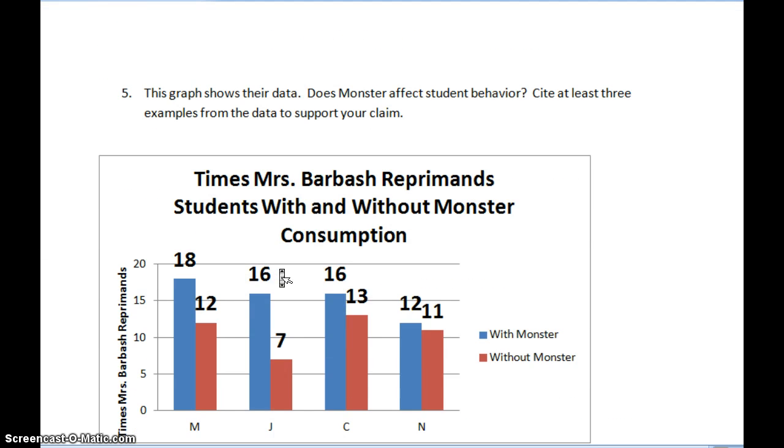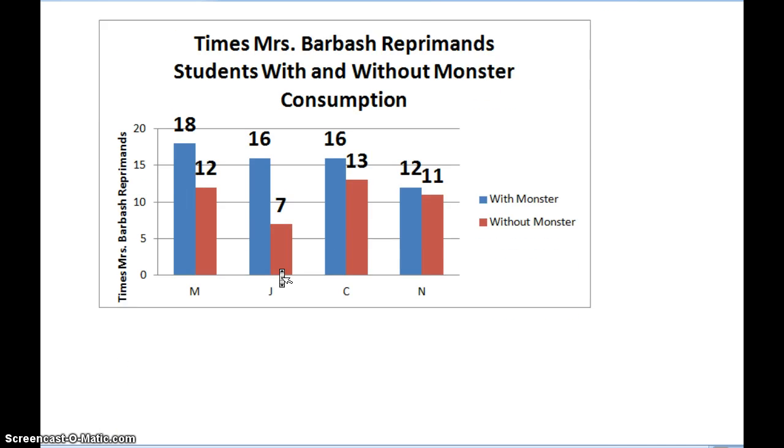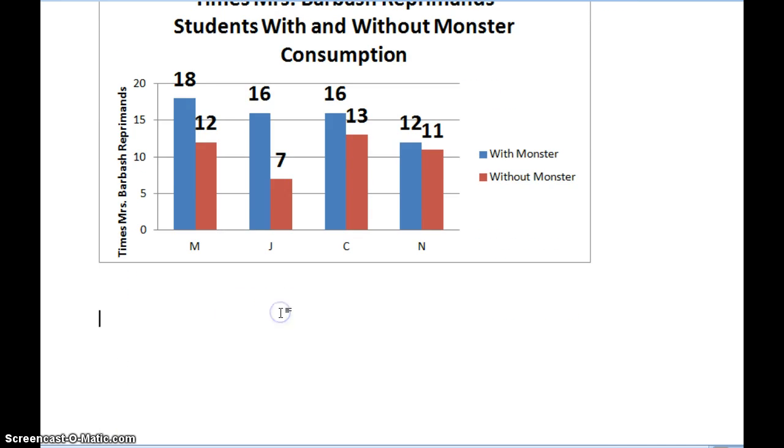Okay, so now we're looking at the graph. Does Monster affect student behavior? We're going to cite 3 examples from the data. That's key. Remember that this is worth 7 points. So you can't just say yes or no. Yes or no is not going to get you any points. We need to start off by stating whether or not the hypothesis was supported.